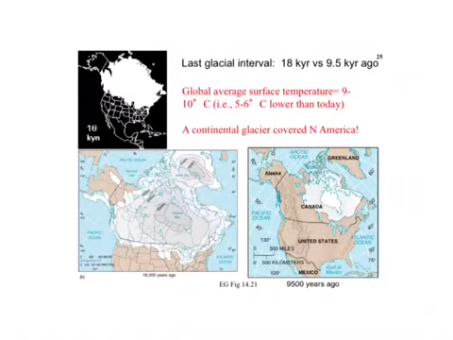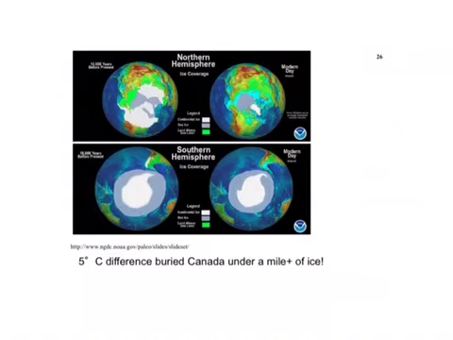So the last glacial interval started 18,000 years ago, but lasted until about 9,500 years ago. And during that period of time, the global average surface temperature was about 5 to 6 degrees Celsius lower than it is today. During that period of time, a continental glacier covered North America with ice that was about a mile thick over Canada. So next time you have to walk a mile, just imagine that that's the thickness of ice on top of you. And we don't want to go back there.